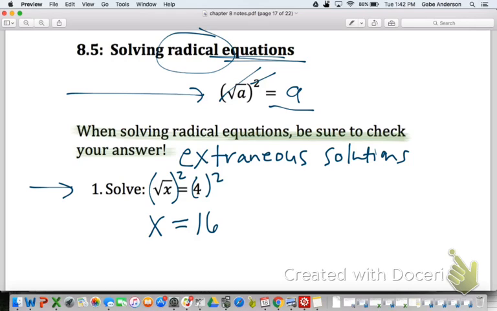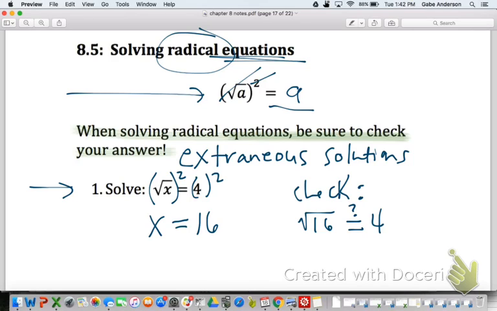Okay, so this is going to seem a little weird, a little simplistic to do this, but there will be a point to this. I'm going to check my answer in the original equation. So I'm going to check over here, and I'm going to write the square root of 16. Do you guys remember seeing this symbol before?